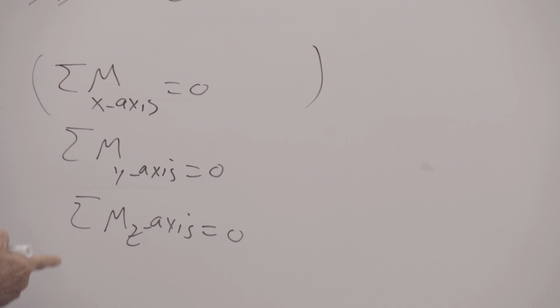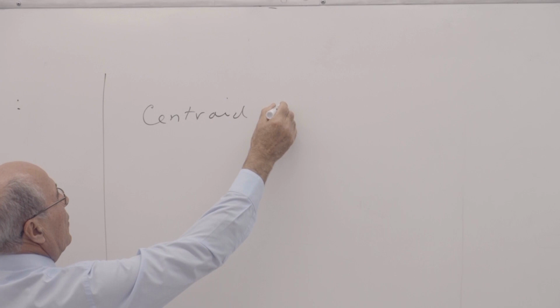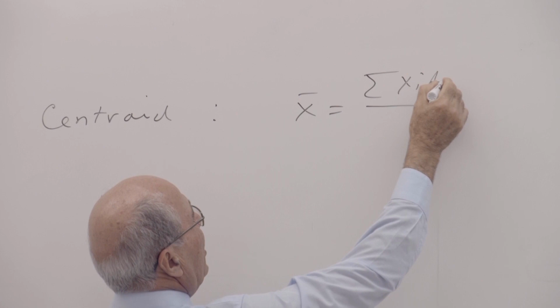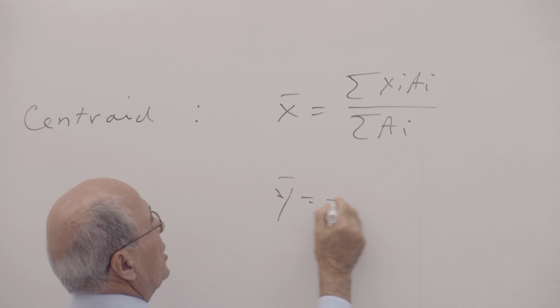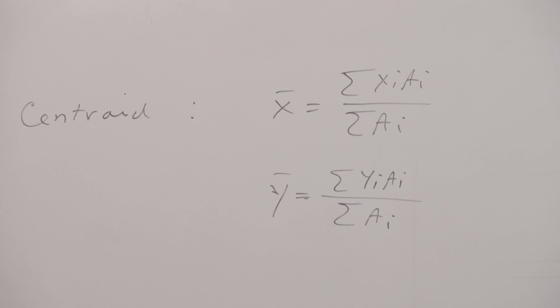which in general we can put in a vector format, but this is the breakdown of it in scalar equations. Then we need the centroid. Of course, in the centroid we have x bar, which is equal to the summation of xi Ai divided by the summation of Ai, and we have y bar, which is the summation of yi Ai divided by the summation of Ai. Of course everybody knows that the denominators are the areas, yes or no? What is the numerator? Any idea?